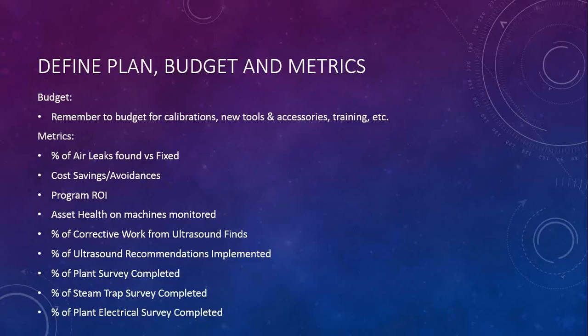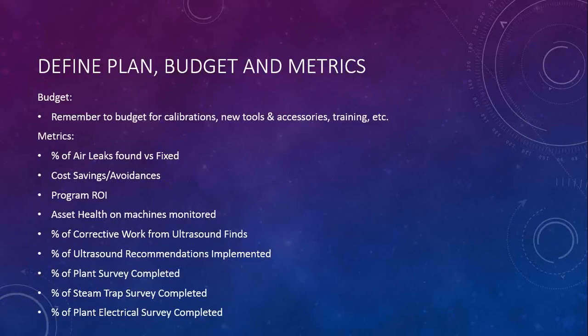Some of the metrics that I measure would be percentage of error leaks found versus fixed. Cost savings and avoidance is probably the most important one for me. That's how I sell the value of what we're doing to the organization, which I'll get into a little bit later. The program ROI: how much did you spend versus how much have you saved? Returning that ROI shows that the program is returning a profit, which in turn makes you a profit center within that specific area. The goal is to show yourself profitable, to sell the value of it to the organization.